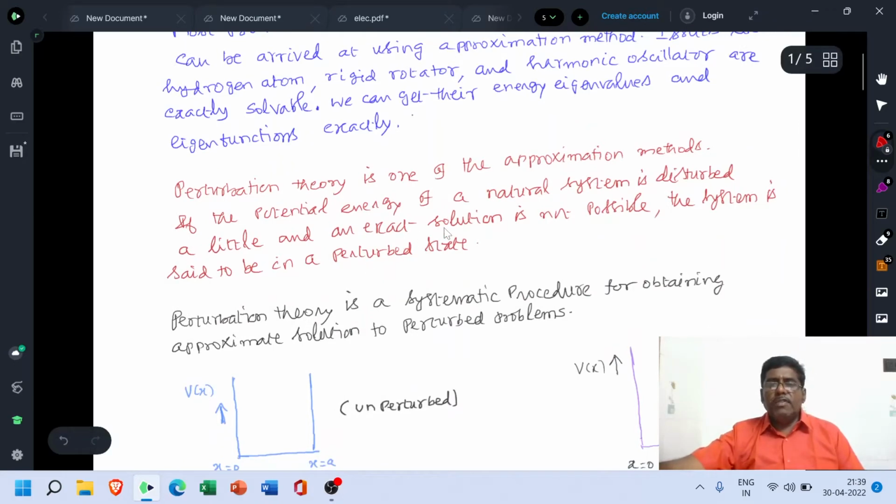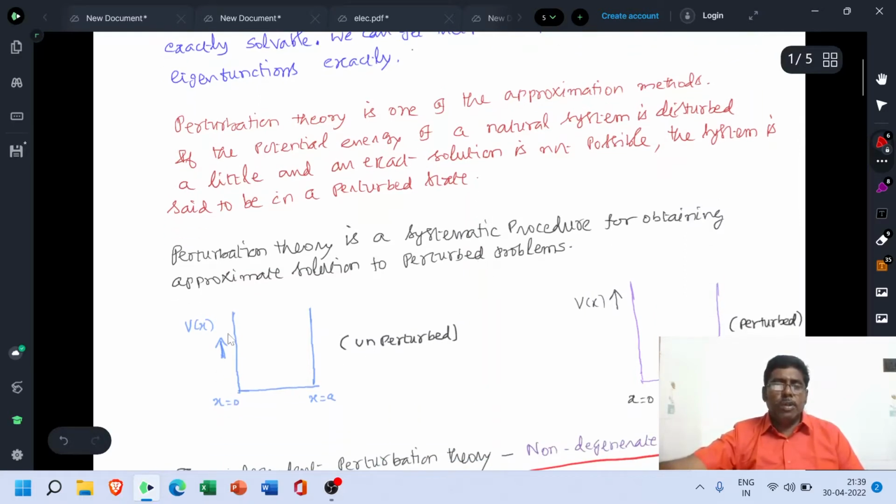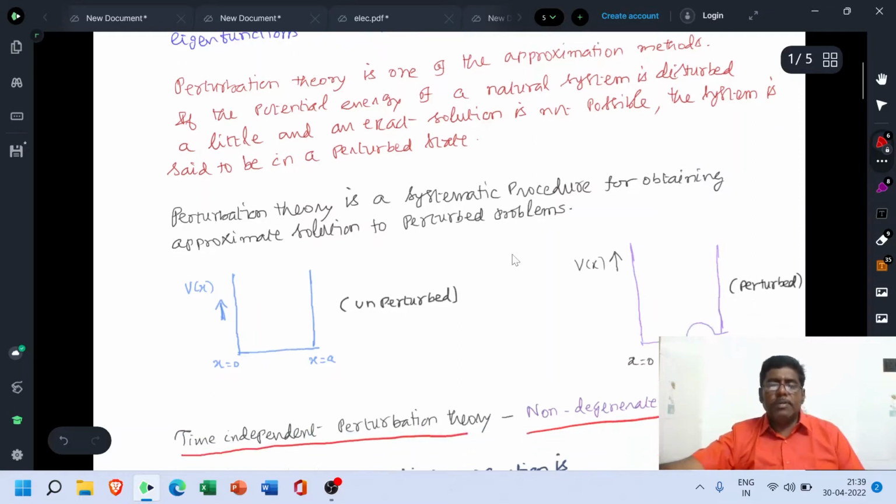If the potential energy of a system is disturbed a little and an exact solution is not possible, the system is said to be in a perturbed state. See this diagram. This is a one-dimensional particle in a box in the unperturbed state, whereas this is the same one-dimensional potential well in a disturbed state. By solving the Schrodinger equation, we can get the exact energy eigenvalues and eigenfunctions of the first problem, but for this problem, we should go for an approximation method.